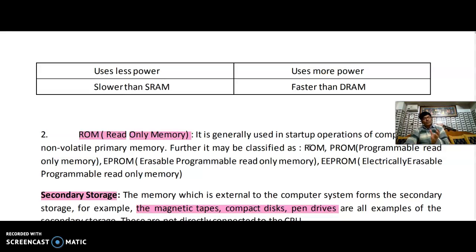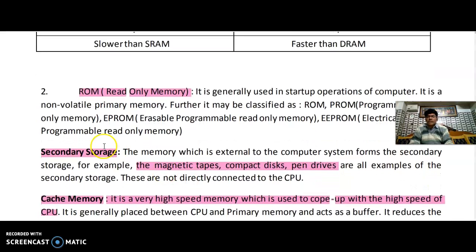So that booting instruction is fed into the read-only memory, and whatever instructions are fed, they are not volatile. That means once the computer is off, even then those instructions are there in the ROM, read-only memory. Then PROM, programmable read-only memory, EPROM, erasable programmable read-only memory, and EEPROM, electrically erasable programmable read-only memory. These three versions of read-only memories are there.